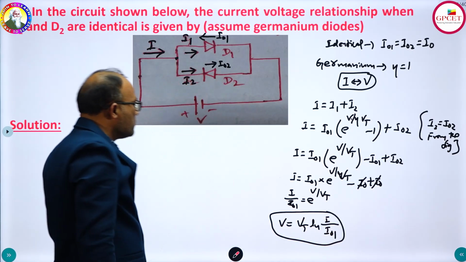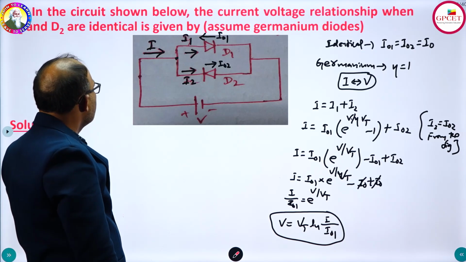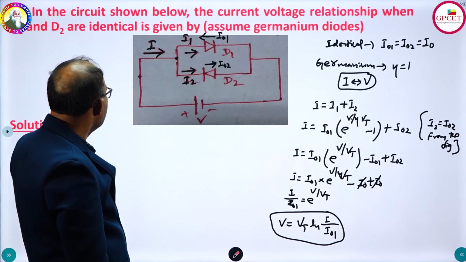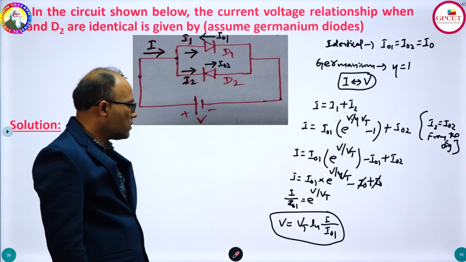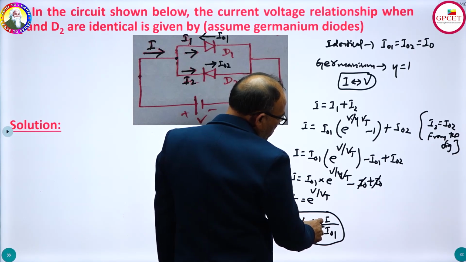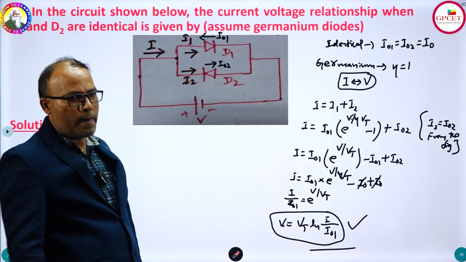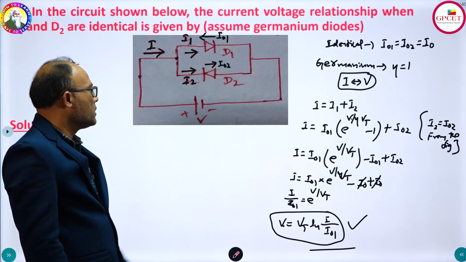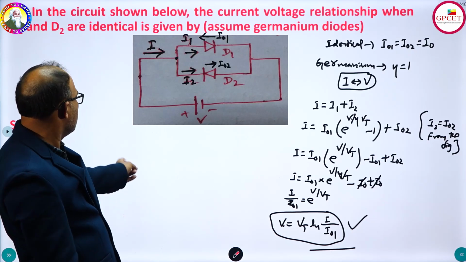This is the voltage-current relationship when D1 and D2 are identical. So I got V is equal to VT ln(I/I0). V is called the voltage, VT is called the thermal equivalent voltage, I is called the forward current, and I0 is the reverse saturation current. So this is the equation I got. Likewise, you need to solve the competitive exam questions.